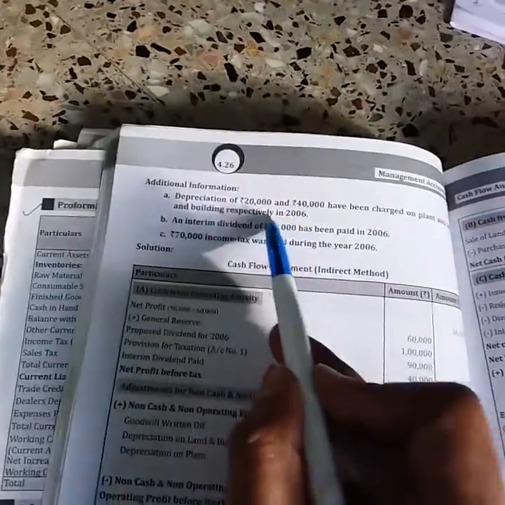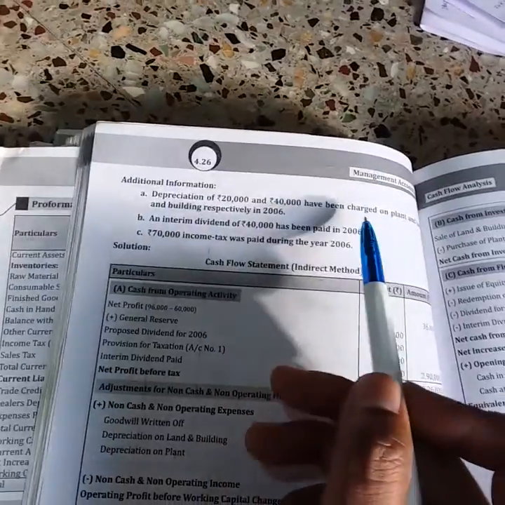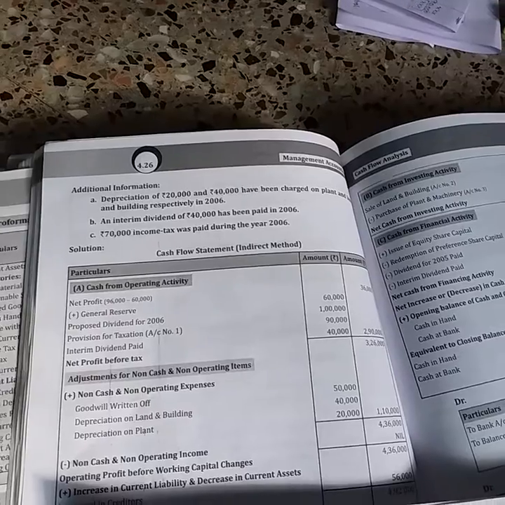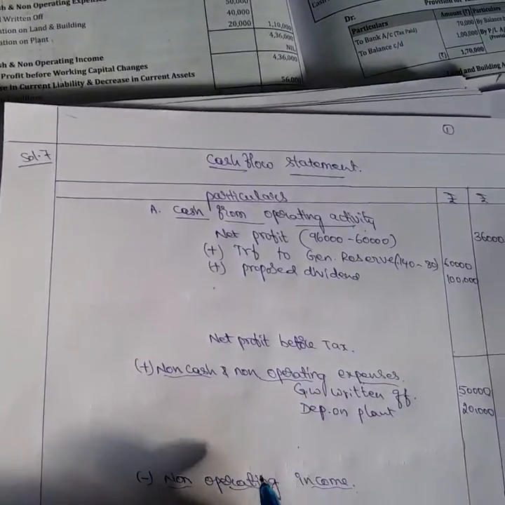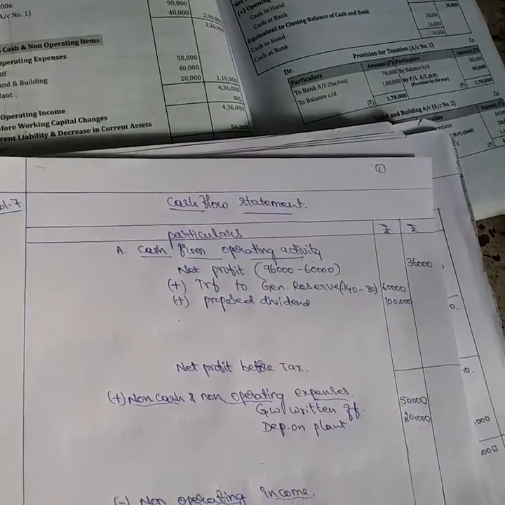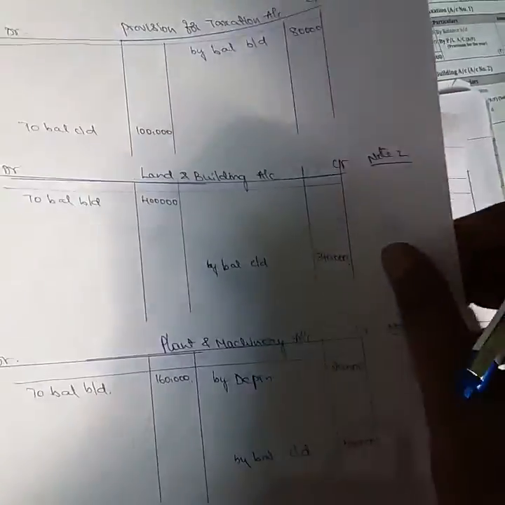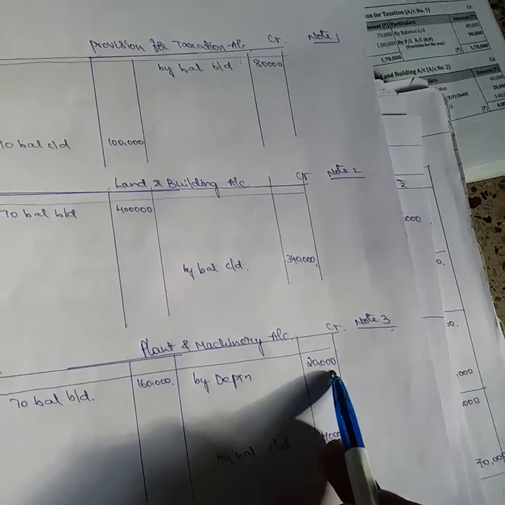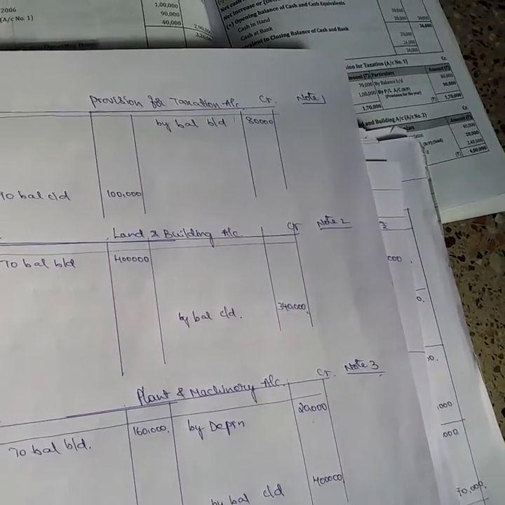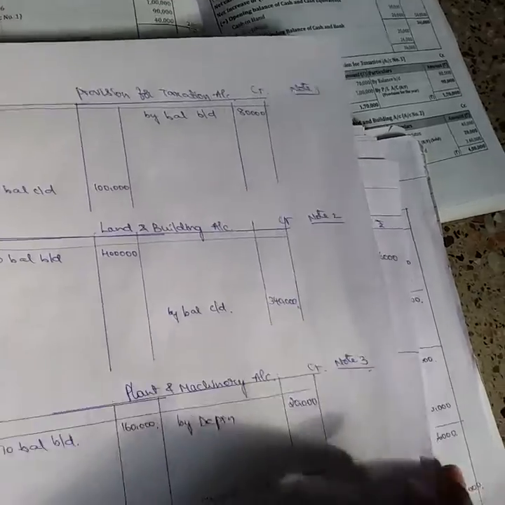Again I repeat this adjustment. Depreciation 20,000 on plant is given. So depreciation is a non-cash expense, should be added to operating activity. Depreciation on plant 20,000. Number 2, depreciation should be shown on the credit side of that ledger account. Depreciation 20,000. 1,60,000 minus 20,000, so the net asset balance will be 1,40,000, like that.